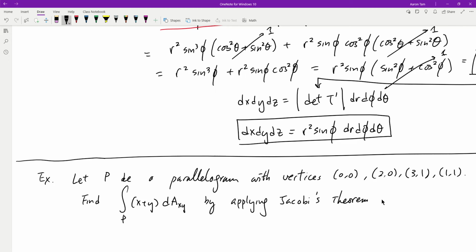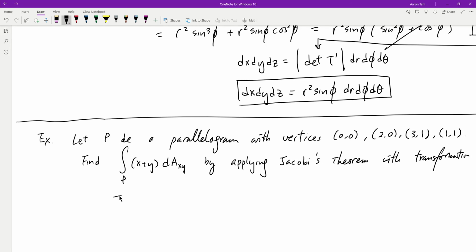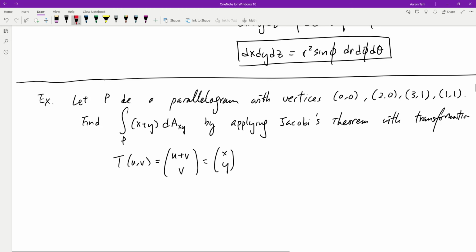And I will define the transformation for you. T of (u, v) is equal to (u plus v, v), and that's equal to (x, y). So in this scenario, we're defining the xy as our vector x, and then our uv is our vector u. So we start with our xy coordinate system, and I want you to rewrite it into the uv coordinate system, following this transformation.